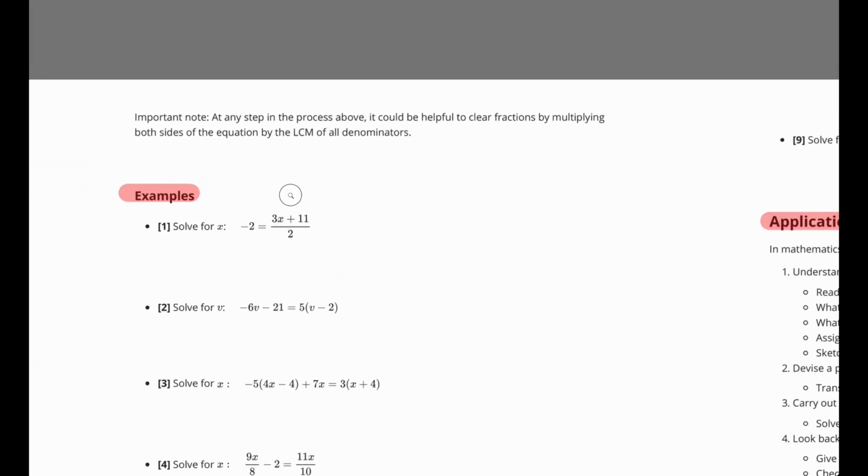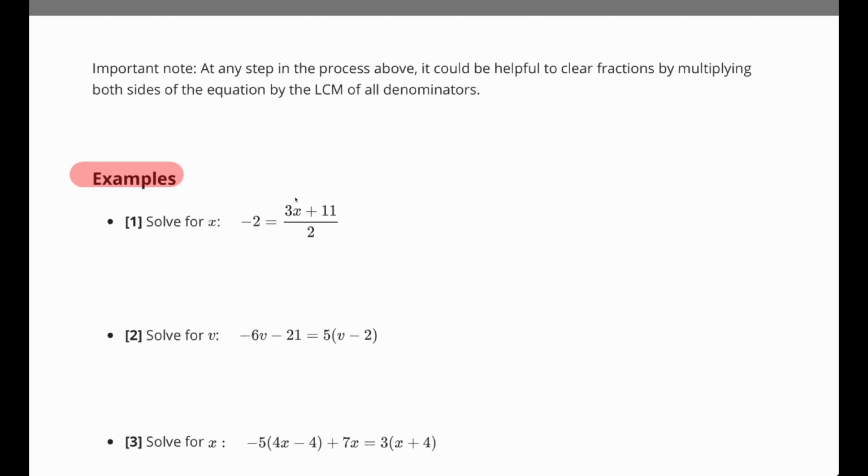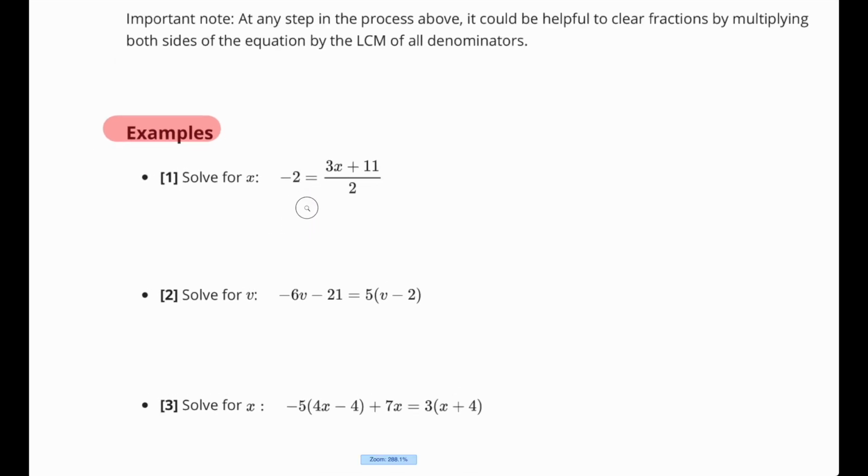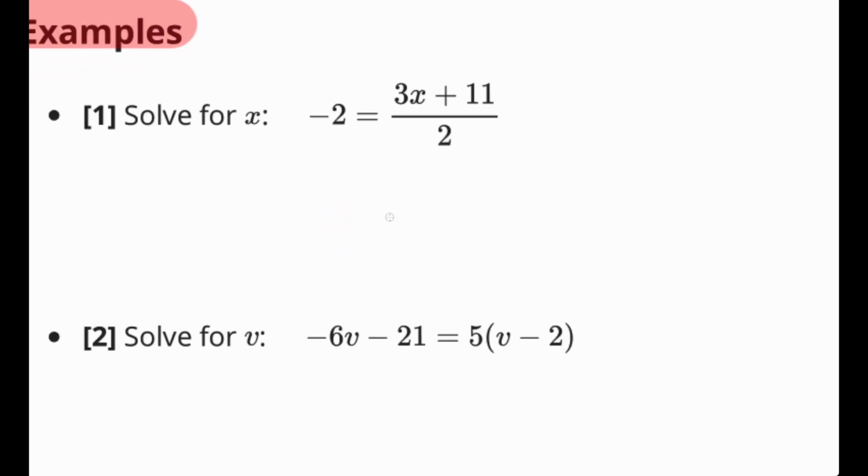It says important note: any step in the process above, so that process we just talked about, it could be helpful to clear the fractions by multiplying both sides of the equation by the lowest common denominator of all denominators. You're going to see me do that. A lot of times I just multiply by whatever the denominator is because then we don't have fractions anymore. People tend to hate fractions because it just kind of muddies up the process. So the easiest way to deal with fractions is just get rid of them right away. So that's actually what we're going to do.